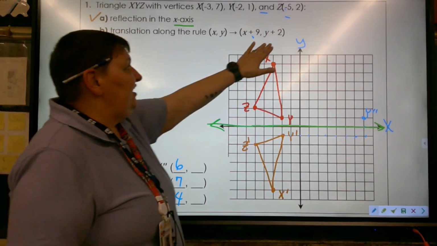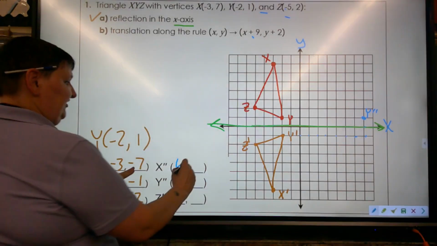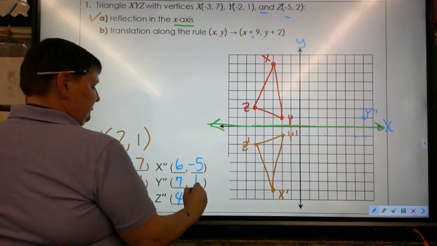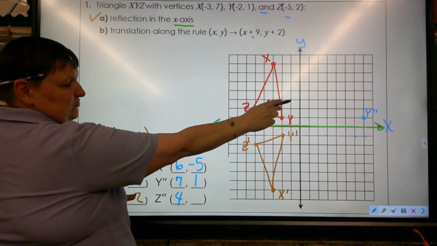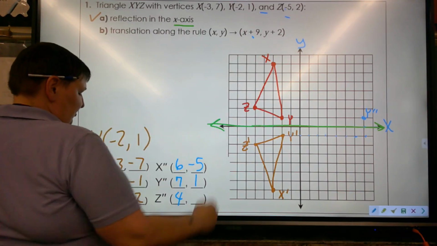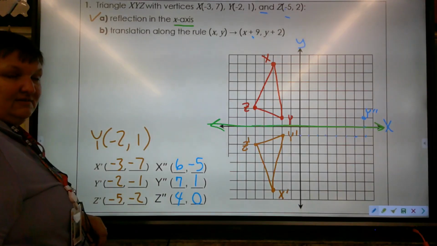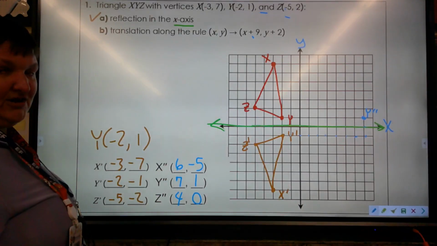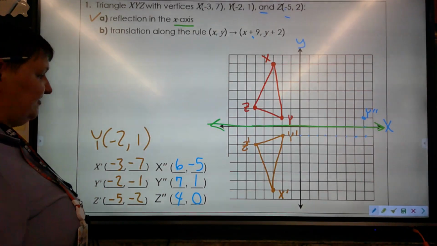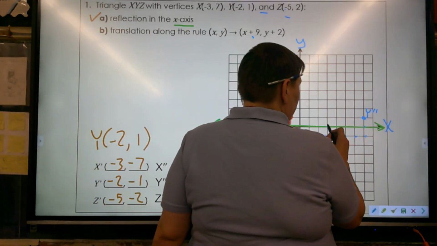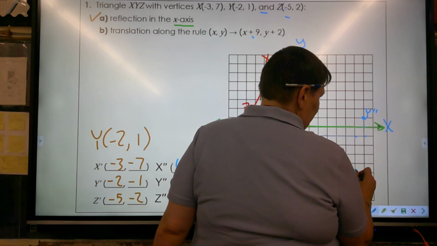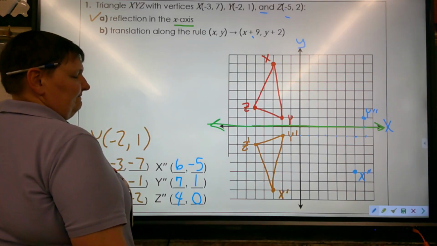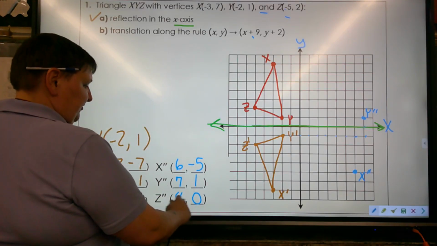Alright, so let's double check. We're adding 2 to negative 7, which gives us negative 5. We're adding 2 to negative 1, which gives us 1. Well, that's 7, 1, that's what we had. And we're adding 2 to negative 2, which gives us 0. Something didn't seem right, so I went back and double checked. If something seems off, go back and double check. So y prime prime is 7, 1, x prime prime is 6, negative 5, and z prime prime is 4, 0.